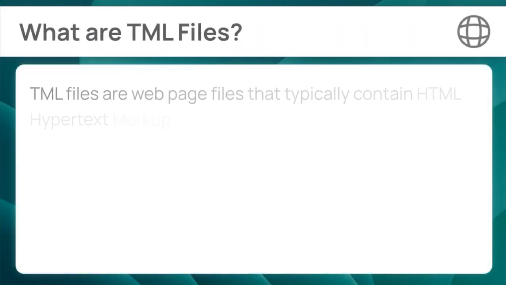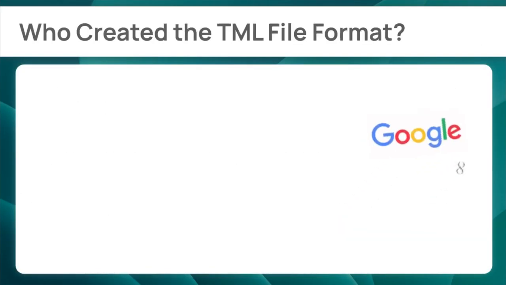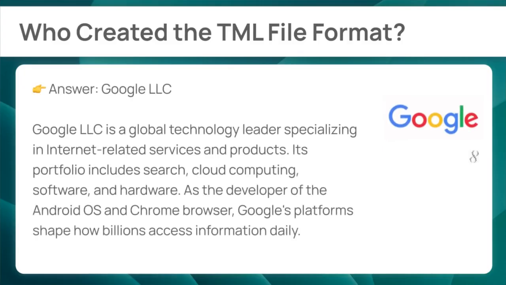TML files are web page files that typically contain HTML (Hypertext Markup Language) content saved with a TML extension, rather than the standard HTML or HTM extension. They may result from file extension truncation, naming conventions in specific applications, or template systems that use the TML variant designation.